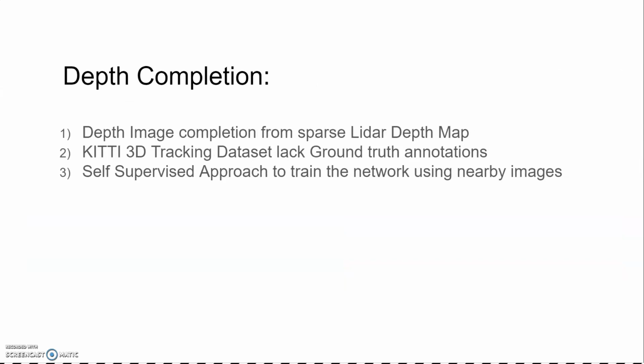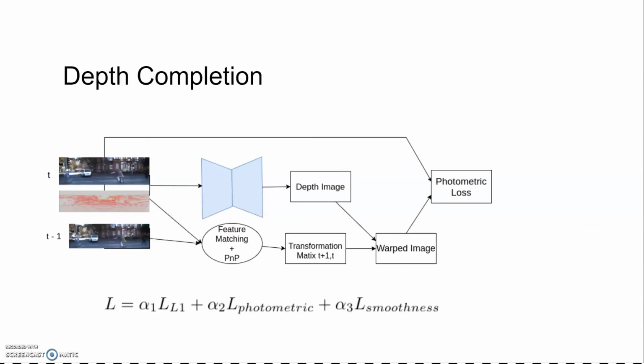Depth completion. The raw depth image obtained from LiDAR is very sparse. We use a self-supervised approach utilizing geometric relations between the nearby images in the sequence while training. This approach allows us to train the model without ground truth annotation. Here is an overview of our approach. The network maintains consistency between the two images during training.